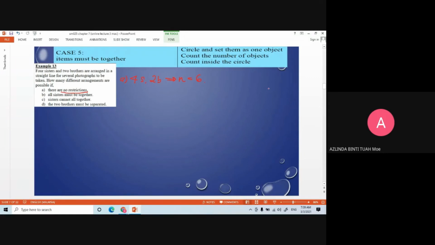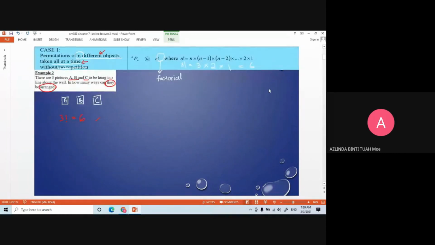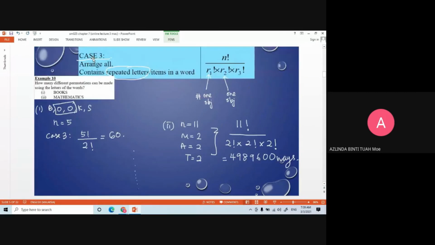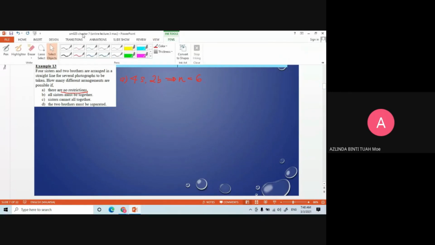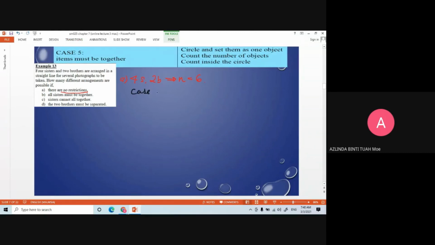Jadi kalau tengok pada keyword di case nombor 1, kat sini, kata without repetition, taken all at the time. So kita nak susun semua dan tidak ada sebarang syarat yang dikenakan. Jadi adalah case nombor 1. So terus 6 factorial. Nak susun ke semuanya 6 tanpa sebarang syarat. Natasha, DP33. In 5 seconds, Natasha, 5, 4. 720. Berapa? 720. Okay, thank you, Natasha.